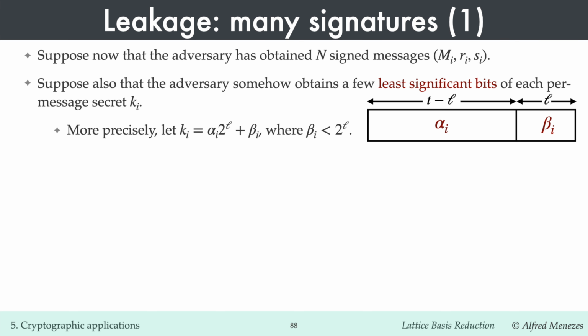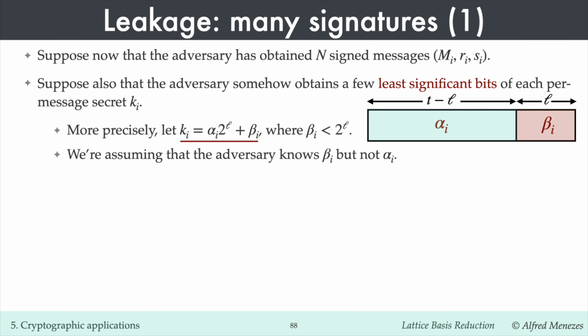More precisely, let t be the bit length of the ECDSA parameter n, so that every ki is at most t bits long. Let beta i be the l least significant bits of the binary representation of ki, and let alpha i be the remaining t minus l bits. Then ki equals alpha i times 2 to the l plus beta i. We're assuming that the adversary knows the beta i's but not the alpha i's. Defining K to be n divided by 2 to the l, we see that each alpha i is less than K.